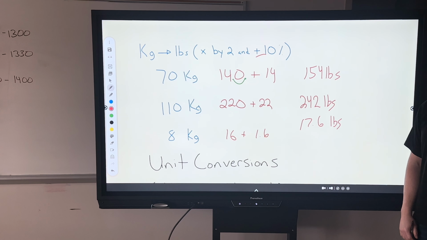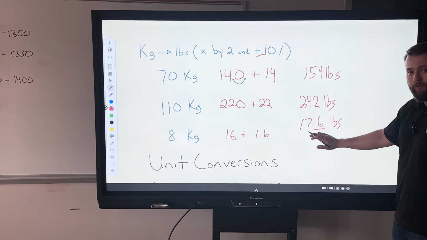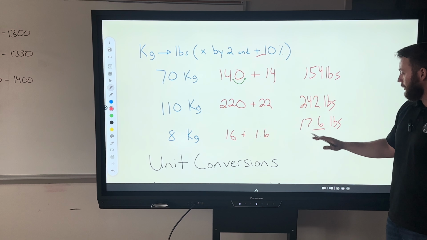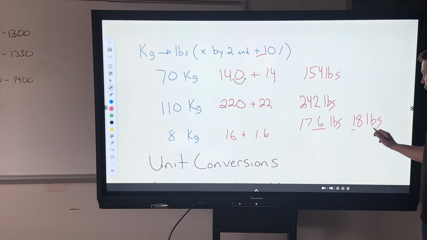And that's how I would do my conversions. Now, if you do come out with an answer that has a decimal place, make the math easy for you. You don't have to use the 17.6. If it's 5 or greater, just go ahead and round up. And we would say that this patient is 18 pounds. And that's what we would use to determine what our medication dose is.